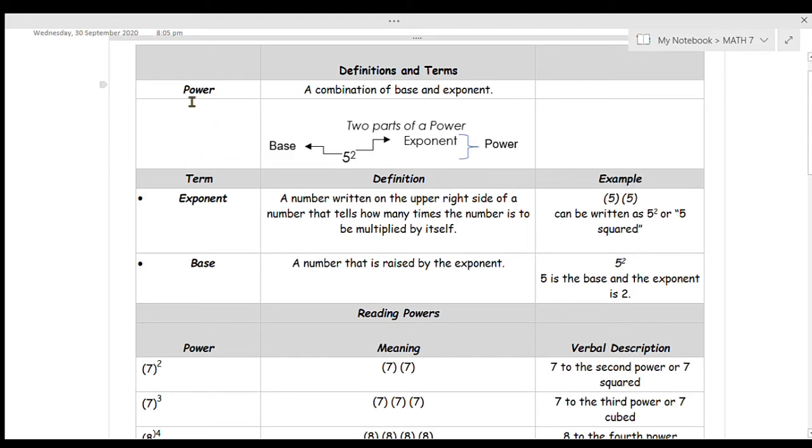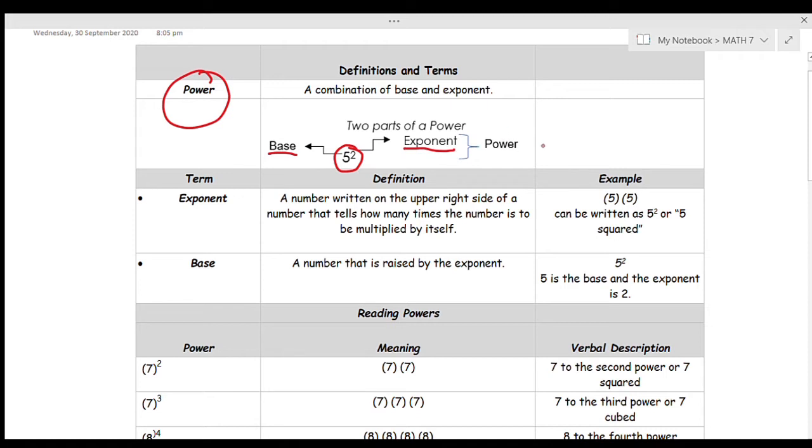Sa first term natin, meron tayong tinatawag na power. Ano ba yung ibig sabihin natin ng power? Power is a combination of base and exponent. So for example, meron tayo dito, we have two parts of a power. Meron tayong tinatawag na base at meron tayong tinatawag na exponent.